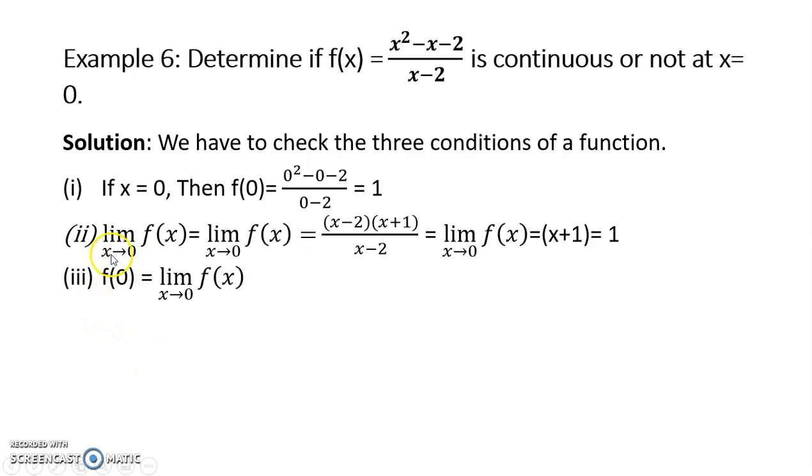Third condition, f of 0 is equal to limit of f of x as x approaches 0. So the three conditions are satisfied, so therefore f is continuous at x equals 0.